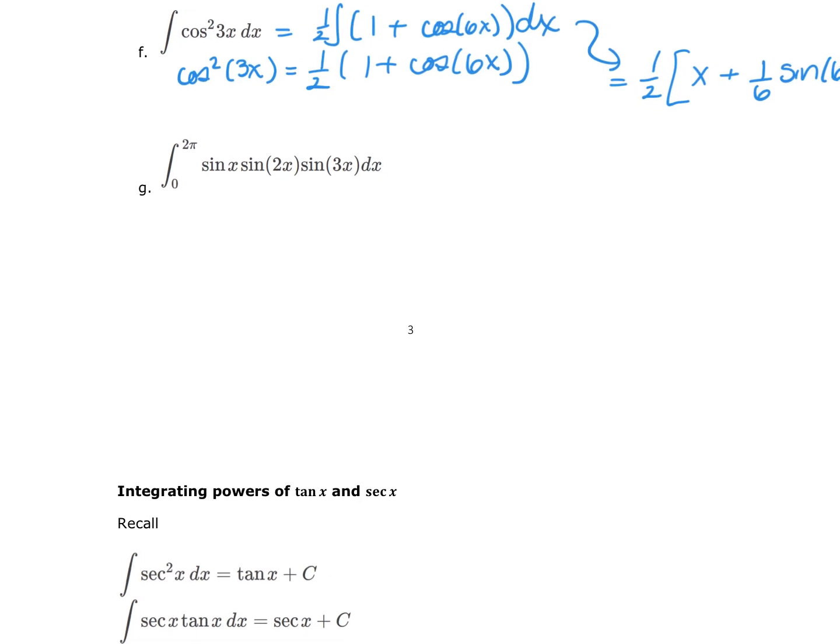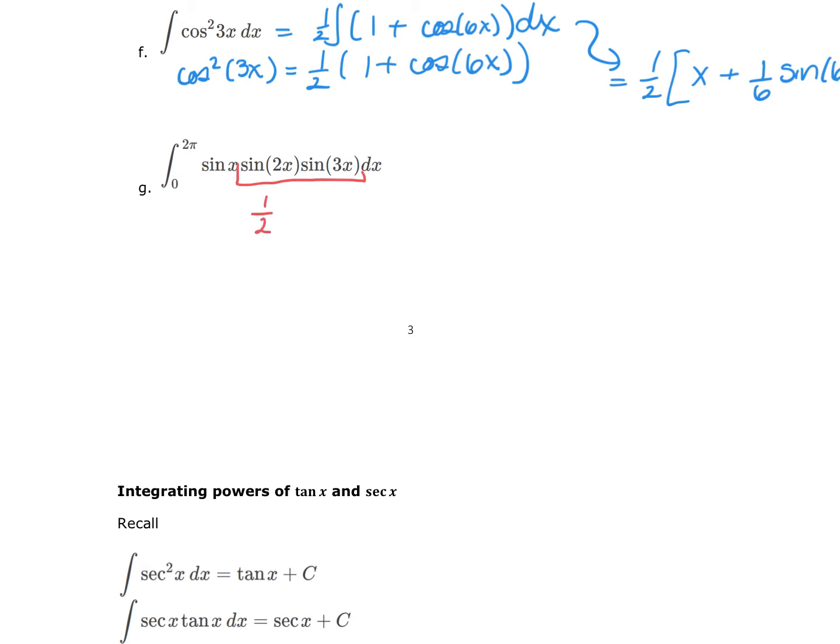Now, if we take a look at G, the problem with G is my angles don't match. I have the sine of x multiplied by the sine of 2x multiplied by the sine of 3x. My angles don't match. So I can do this one of two ways. I have the sine of 2x and the sine of 3x. I actually have a product to sum formula. I can use the product to sum formula on my trig formula sheet.